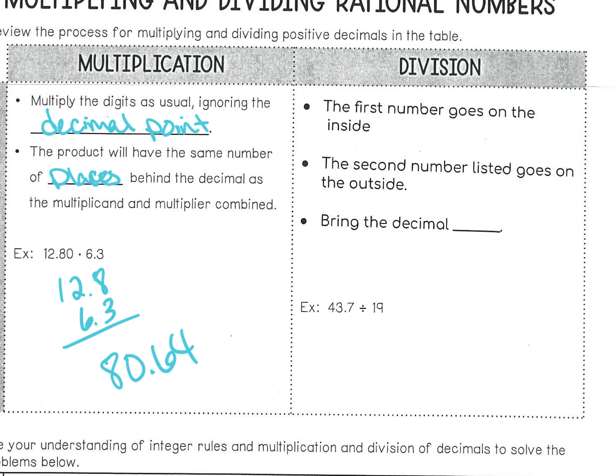Division: the first number goes on the inside, the second number goes on the outside. We bring the decimal point up. So what this is saying is the 43.7 goes here, the 19 goes here. Remember, we bring that decimal point up. You can divide through that way. Feel free to use your calculator. This should be 2.3.